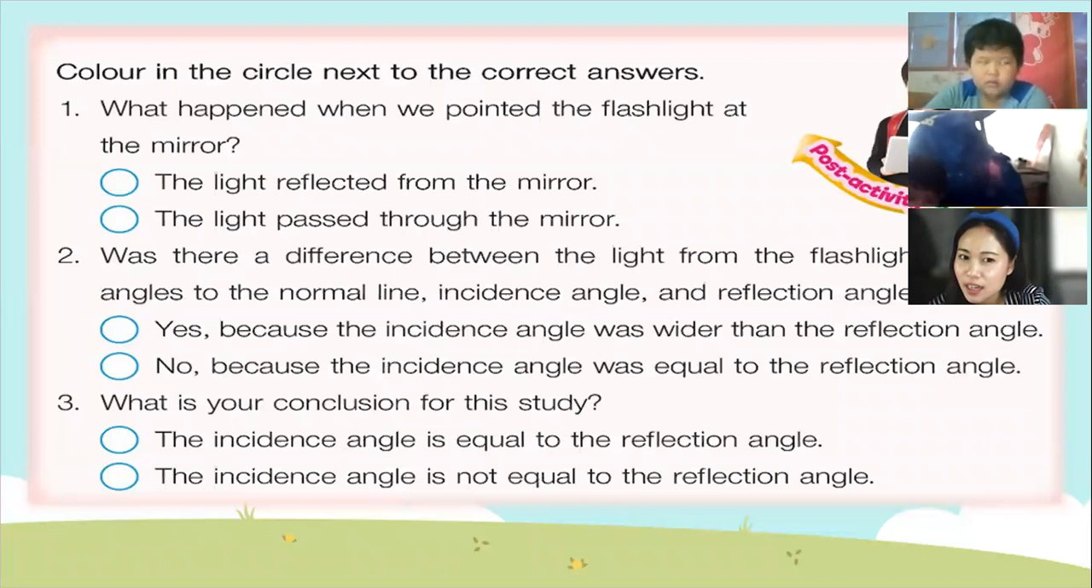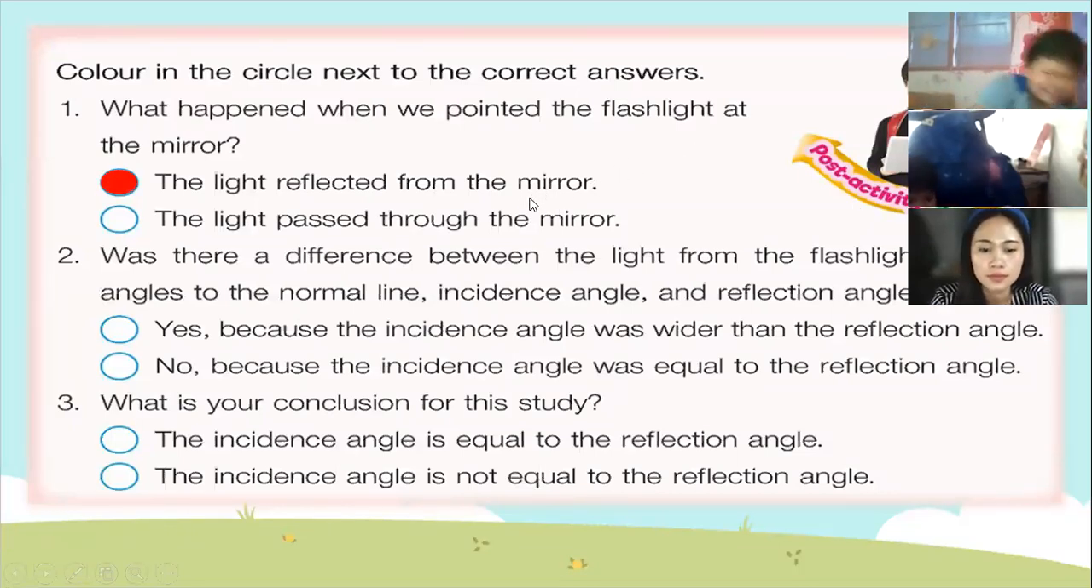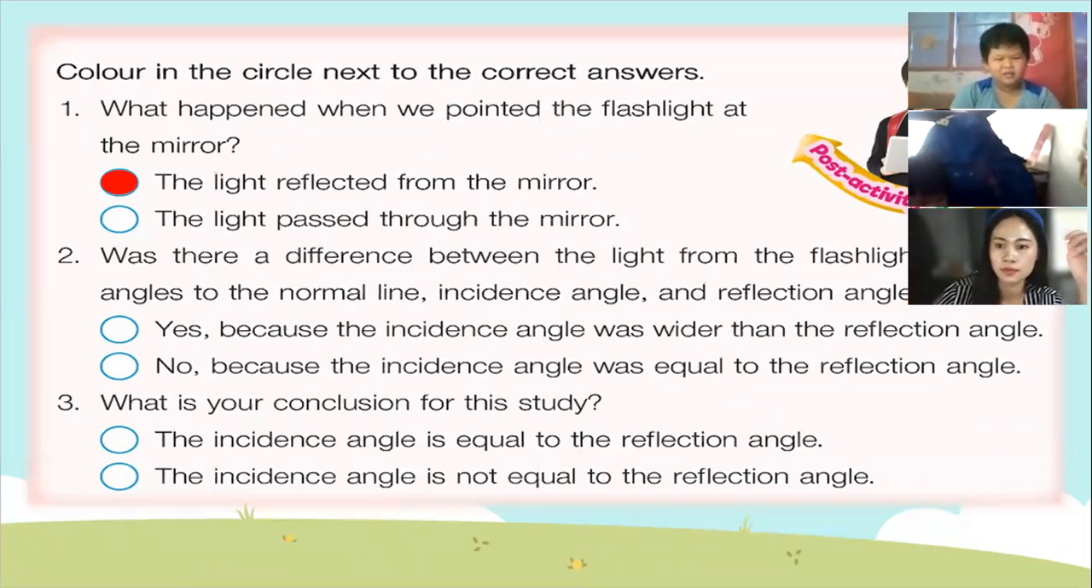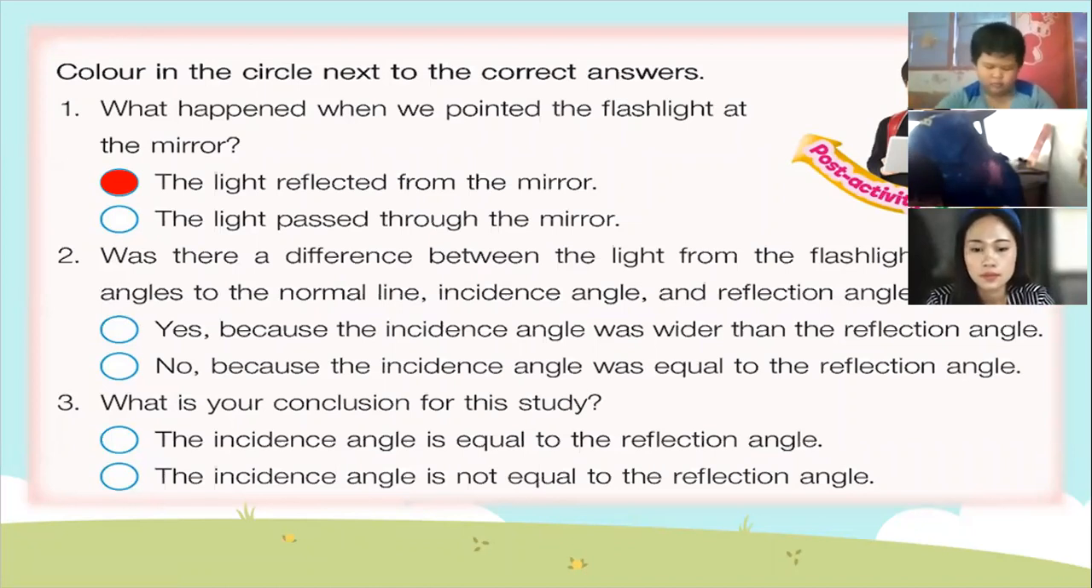I still can't understand. Can you repeat one more time? Light reflects from the mirror. Very good. The light reflected from the mirror. That is the correct answer, because the mirror is an opaque object. So when the light hits the mirror, it reflects, it bounces back.